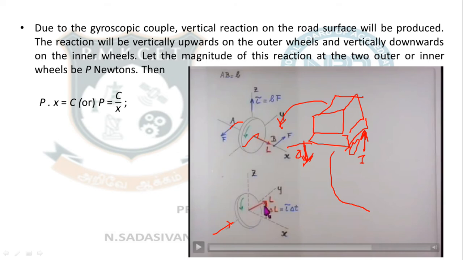Therefore, when I am tracing a curve, outer wheels will be pressed down, inner wheel will be lifted up, not exactly fully, but some force will act like that. Now the reactions will be opposite. Outer wheels will get an upward pointing reaction, inner wheels will get a downward pointing reaction. Clear? That's what is written here. Reactions will be vertically upwards on the outer wheel, vertically downwards on the inner wheel, because gyroscopic couple is pressing the outer wheels down, lifting the inner wheels, rolling motion.